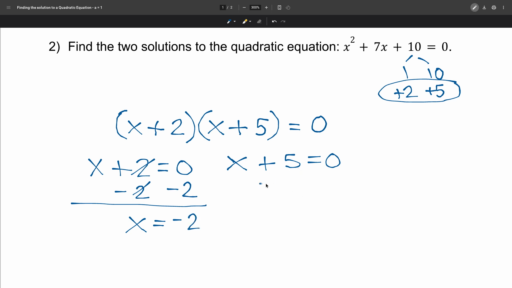Here we're going to subtract 5 from this side, and therefore we have to do it to the other side as well. 5 minus 5 is 0. So we get x equals negative 5. So our two solutions here are x equals negative 2 and x equals negative 5. Let's keep going.